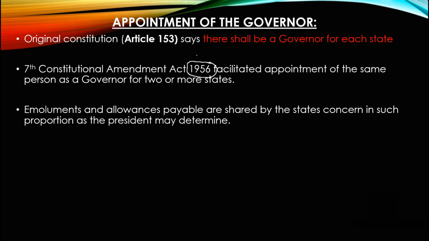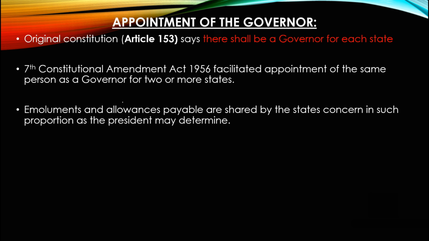1956 is important, especially for the office of governor and for the duration and all that. The seventh constitutional amendment made it possible for a person to be appointed and act as governor for even two or more states. That is very important in the history of Indian politics and the Indian constitution. Now, if that happens, what about the salary, the allowances or emoluments?